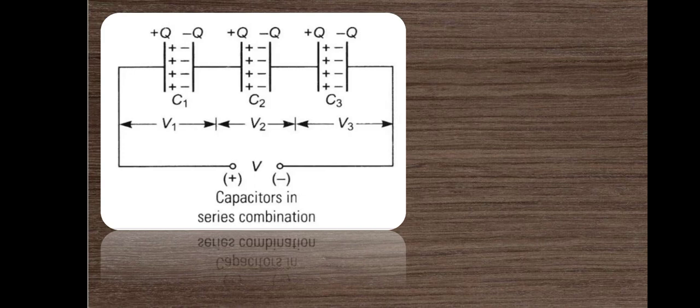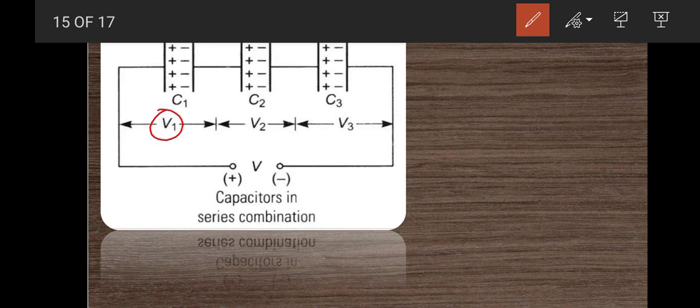Suppose they have different capacitances represented by C1, C2 and C3. 1, 2 and 3 are used just to show that they have different capacitances. V1 is the potential difference across the first capacitor, V2 is the potential difference across the second capacitor, and V3 is the potential difference across the third capacitor. As I have told you, V will be different for each of these, but what is the same here? Q, the same charge is stored on each of these 3 capacitors.